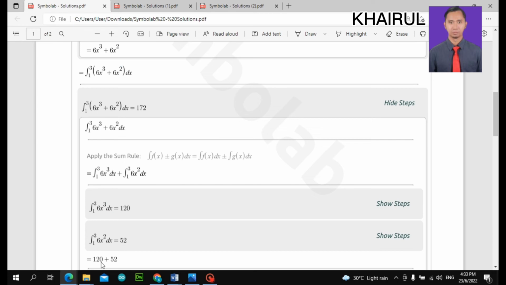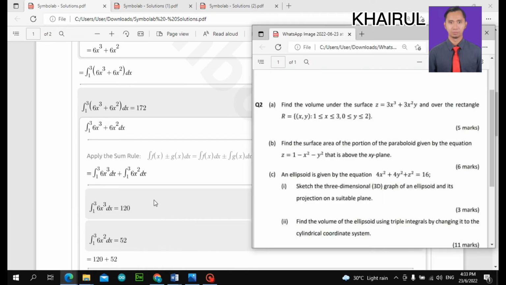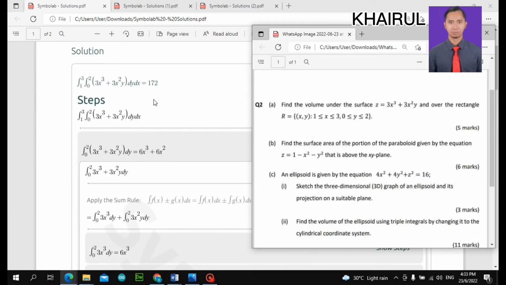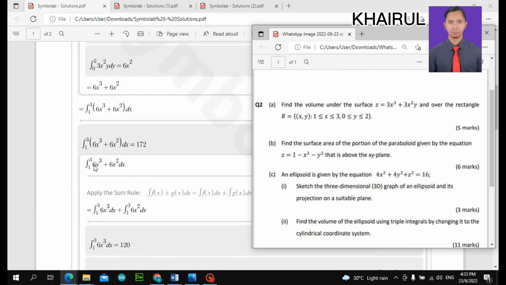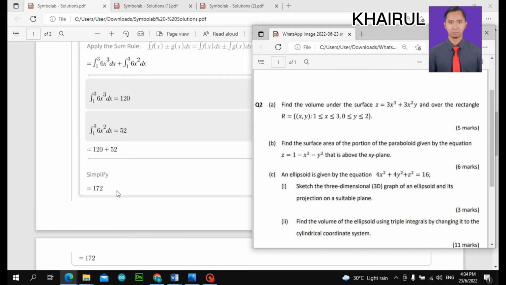And for the calculation using the simulation, it is the same as the manual calculation. We use the double integral. We put in 3x to the power of 3 plus 3x to the power of 2 y dy dx. First we integrate the inner and then the outer integral. We integrate from 1 to 3 of 6x to the power of 3 plus 6x to the power of 2 dx, and we got the answer 172.